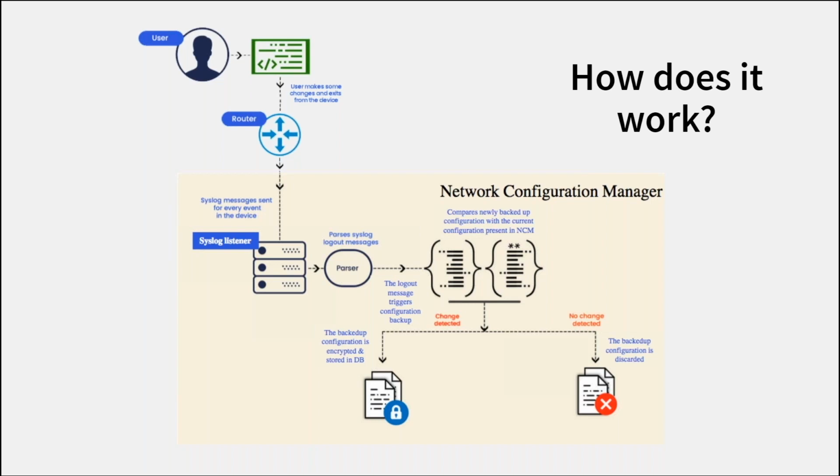The user first logs in to the device, makes some kind of change, and logs out. The syslog listener looks for a logout message, and if a logout message is found, it triggers a backup. NCM will then compare this version of the configuration with the most recent version of the configuration of that particular device already present in NCM. If a difference in those 2 configuration files is found, the configuration is immediately backed up, encrypted, and stored in the database. If not, this new configuration version will be discarded.